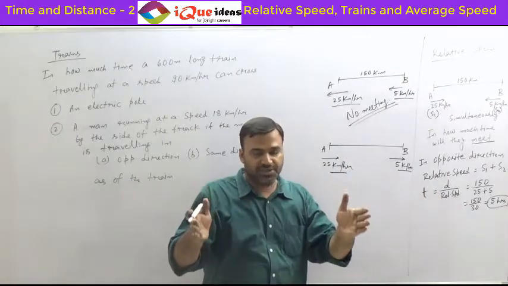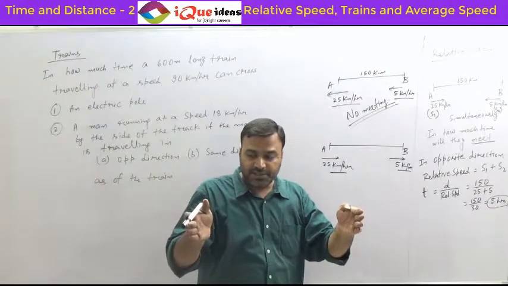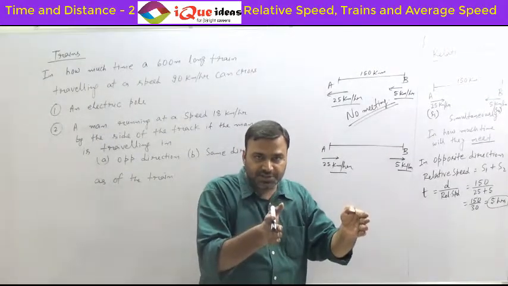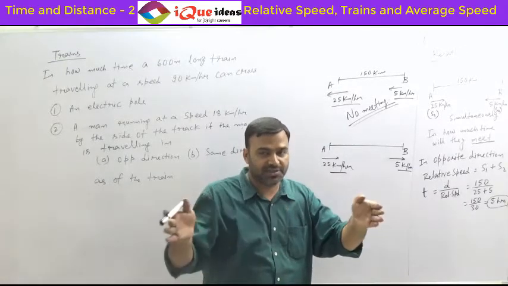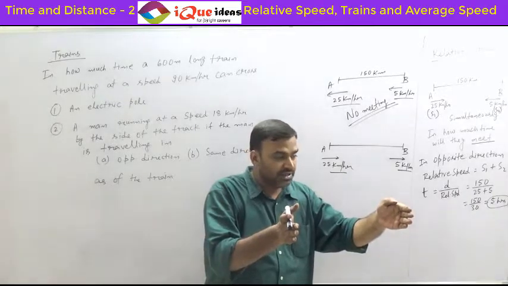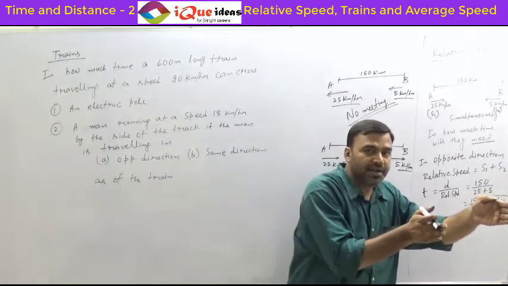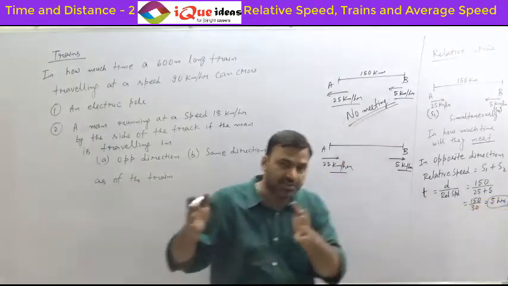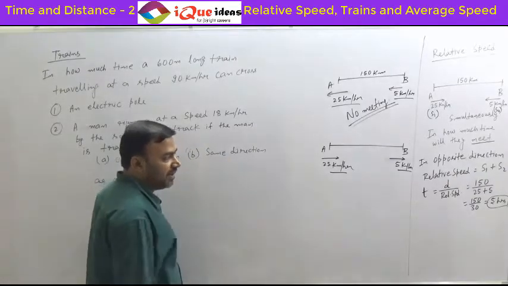I'll repeat. The initial distance between them is 150 kilometers. After 1 hour, this person has reduced the distance by 25, but this person has increased the distance by 5. So effectively the total distance between them has reduced by 20. So in 1 hour, 20, that means the distance now is 130. After another 1 hour, the distance will be 110, a further 20 reduction. So the distance will keep reducing by 20 kilometers. Here this 20 is the relative speed.